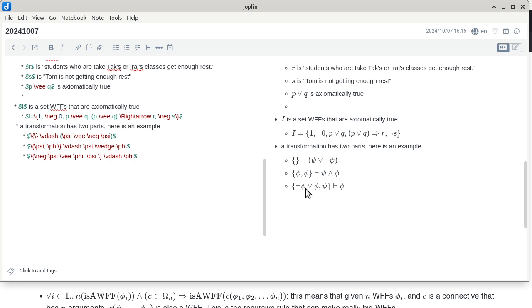The question is, what about Q? Well, the first thing is Q is in that space because Q by itself is a well-formed formula, so it's in the space anyway. The big question is not whether it is in the space. The big question is, can I circle it? Because I want to circle things.